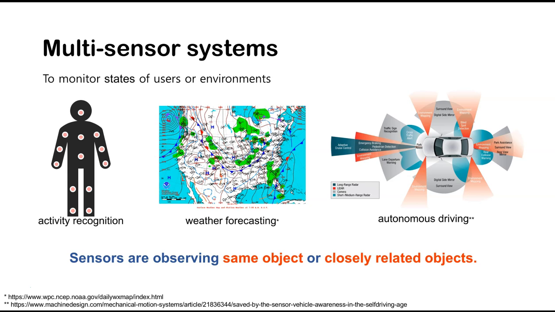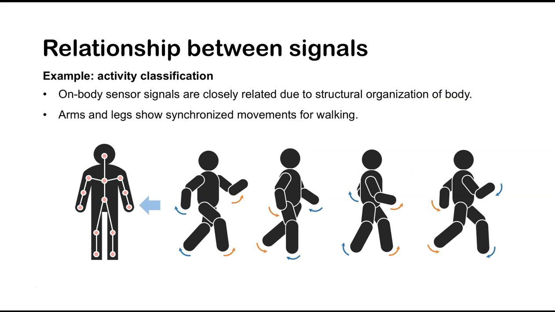In these cases, these sensors are all observing the same object or at least closely related objects. So, there exists a relationship between the signals from the sensors. When you consider activity classification, the sensor signals are related because of the structural organization of the body. For instance, arms and legs have synchronized movements when we walk.